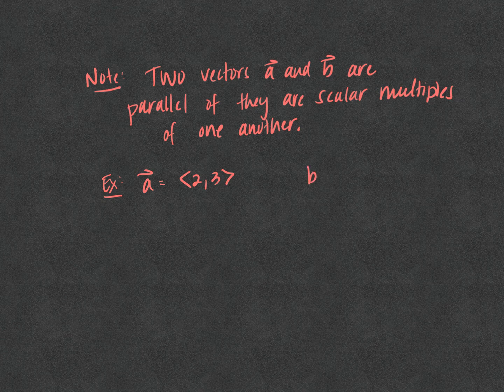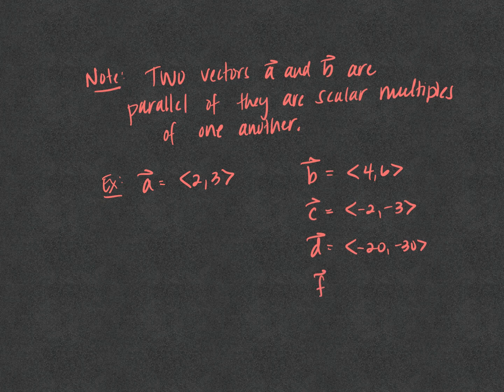Then a parallel B would be, let's multiply by 2, to get 4, 6. A parallel C could be negative 2, negative 3. A parallel D could be negative 20, negative 30. So as long as one is a scalar multiple of the other, then they are parallel. And it doesn't have to be a whole number. You could multiply by a fraction. Let's multiply by half, so we get 1 and 3/2. So parallel vectors are easy and fun to do.